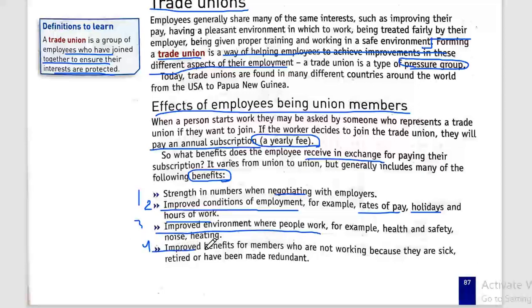Improved benefits for members who are not working because they are sick, retired, or have been made redundant. If you have a specific situation where you are sick as an employee or you're retired, this trade union is going to give you benefits because you're part of their trade union.